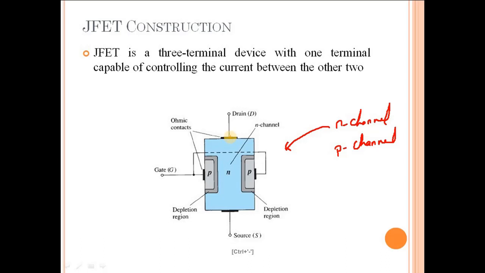The upper ohmic contact gives us a terminal which is called the drain terminal. The lower ohmic contact gives us the terminal which is called the source terminal. Now there are two embedded p-type semiconductor layers. A p-type layer is here, a p-type layer is over here, and they are mutually connected. From this connection we take out a terminal which we call the gate terminal.